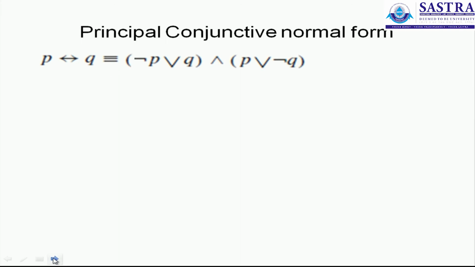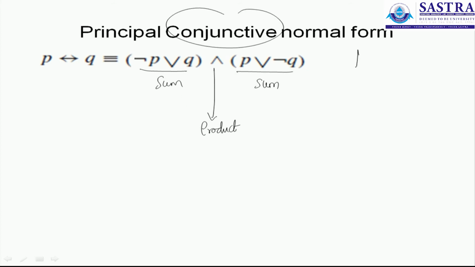A biconditional statement can have its conjunctive normal form in this. What is special about the RHS? You see that it is a sum, and you have a product. It's a product of sums. So the conjunctive normal form is a product of one or more terms where each term is a sum in itself.